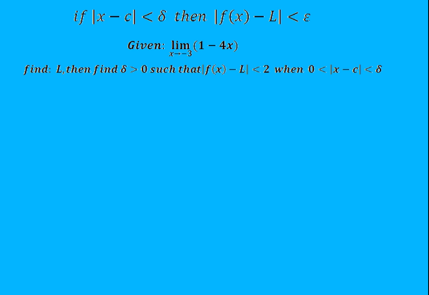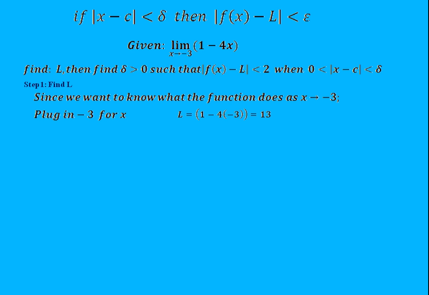And so I know that epsilon is equal to 2. 2 is an acceptable error. So now we need to find the delta that pairs with that. Our first step in doing that is to find L. We know that we have a function 1 minus 4x and that x is approaching negative 3. So let's plug it in and we get L equals 13.